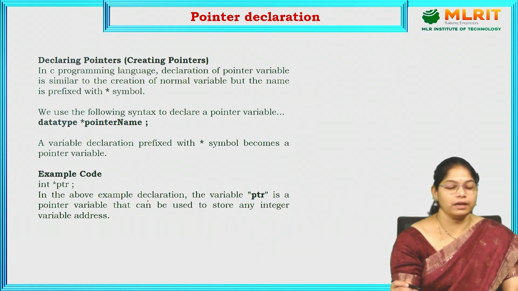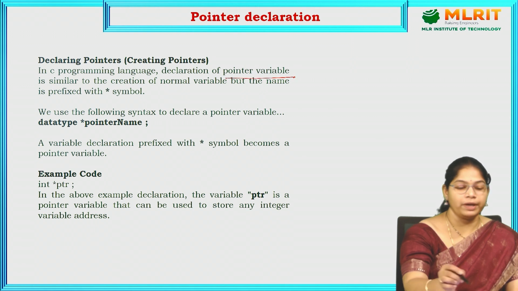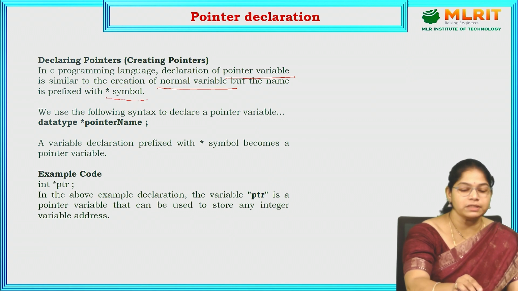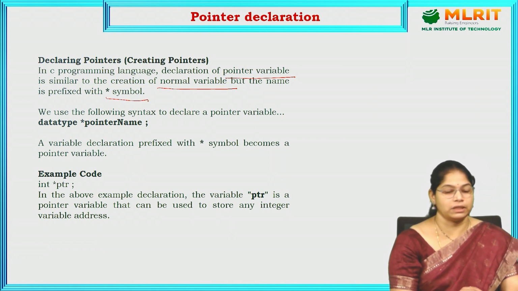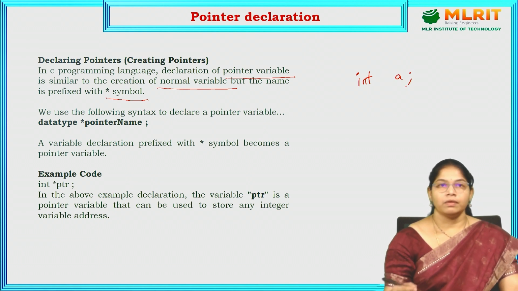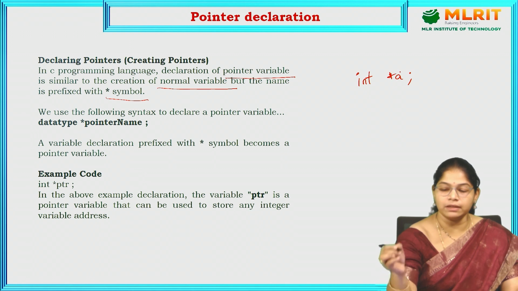How to declare a pointer variable? In C programming, declaration of a pointer variable is similar to the creation of a normal variable, but it must be prefixed with the asterisk symbol. So how to declare a normal variable? Data type A. It becomes a pointer variable when that particular name is prefixed with an asterisk symbol.